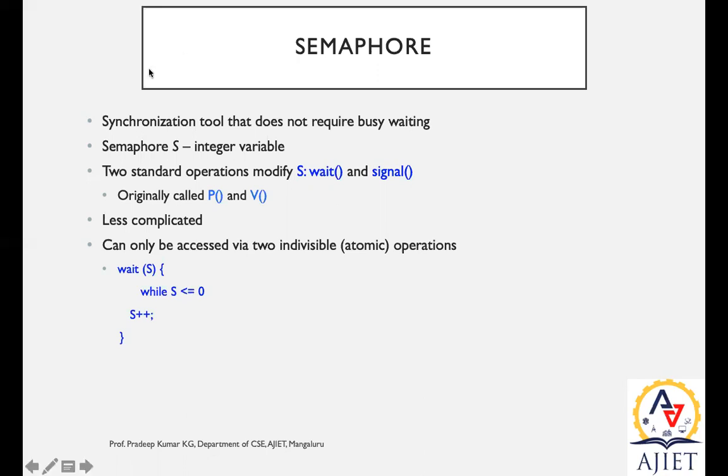It is a synchronization tool that does not require busy waiting. In general, consider semaphore S as an integer variable. We have two standard operations that modify S, that is wait and signal. Originally, they are called P and V. It is very less complicated and can only be accessed via two indivisible operations. Indivisible, that is atomic, as we discussed in the previous case.